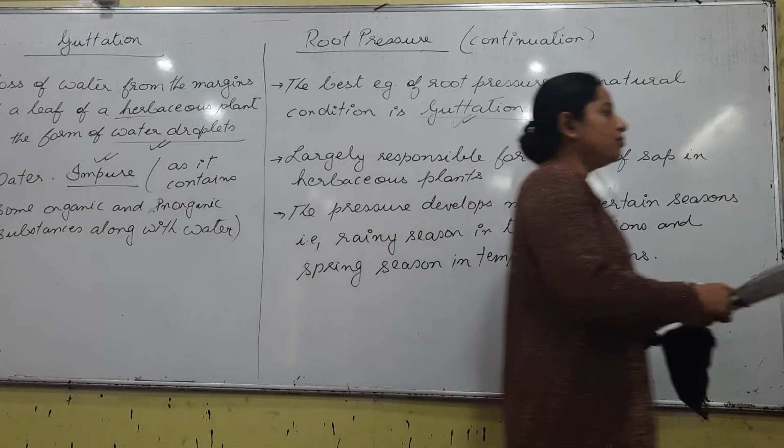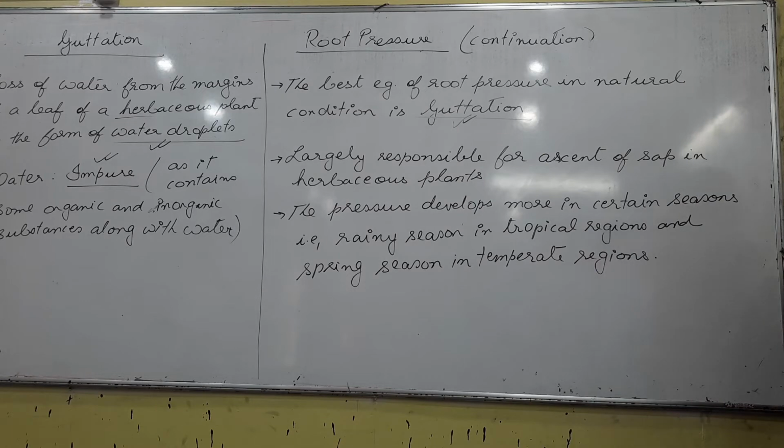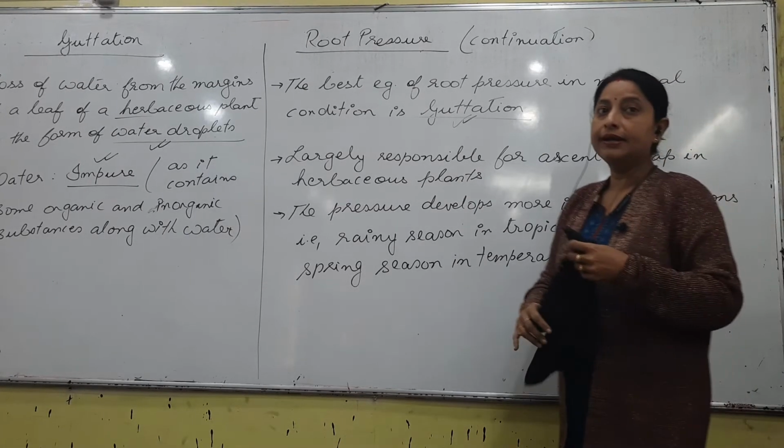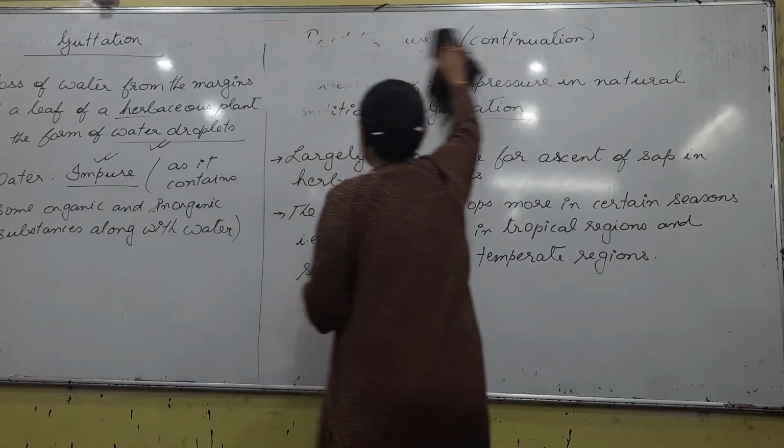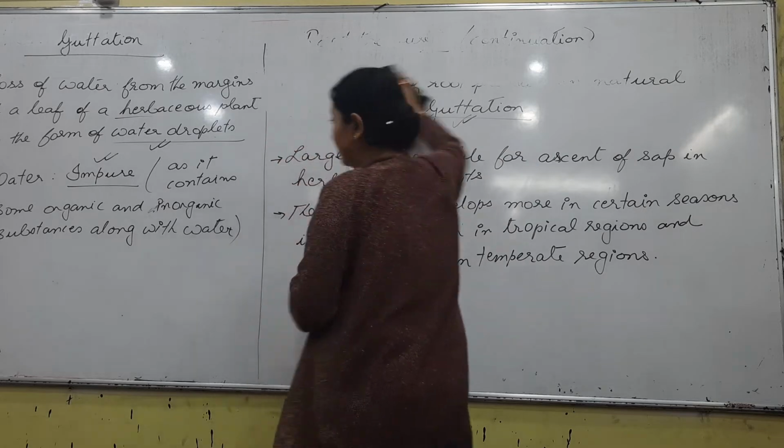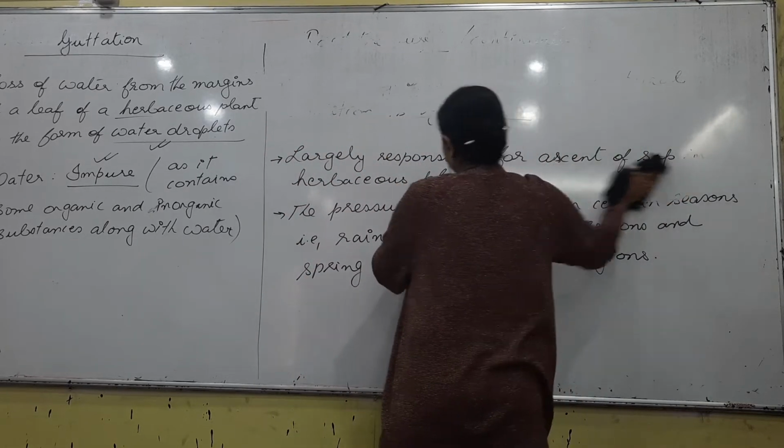So there are 2 points to be remembered. First, guttation is loss of water in the form of water droplets, whereas transpiration is in the form of water vapor. Next is transpiration, pure water, guttation, impure water.